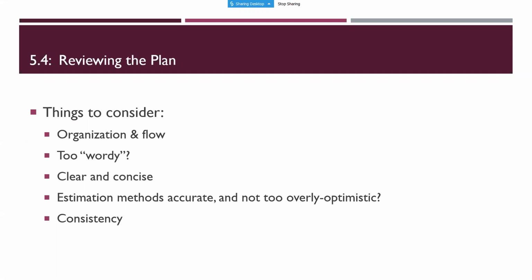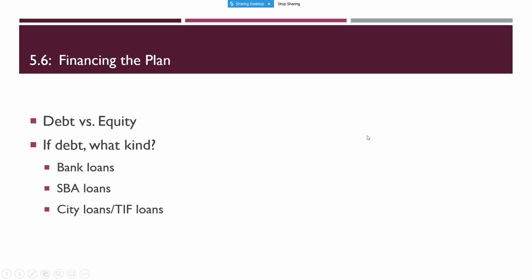So is it clear and concise? Your estimation methods being used, are they accurate and not overly optimistic? And is the plan consistent? You're not contradicting yourself anywhere within the plan, because somebody will find that. Okay.